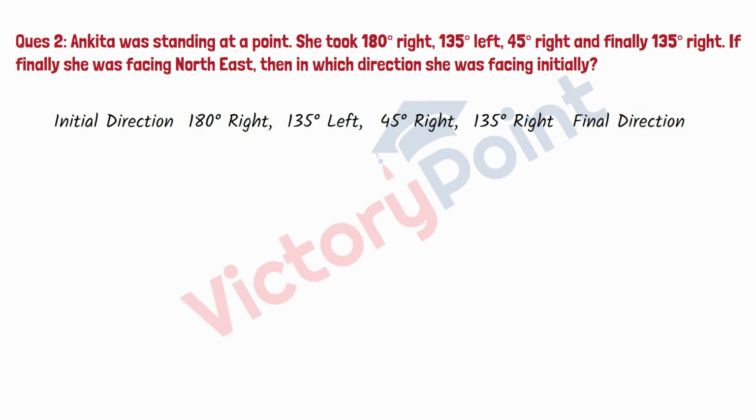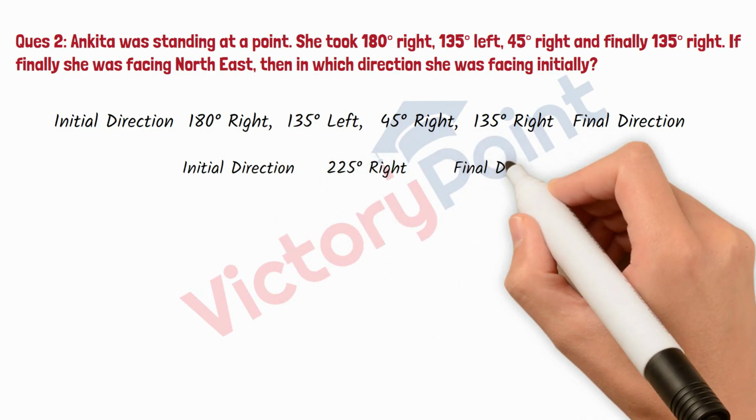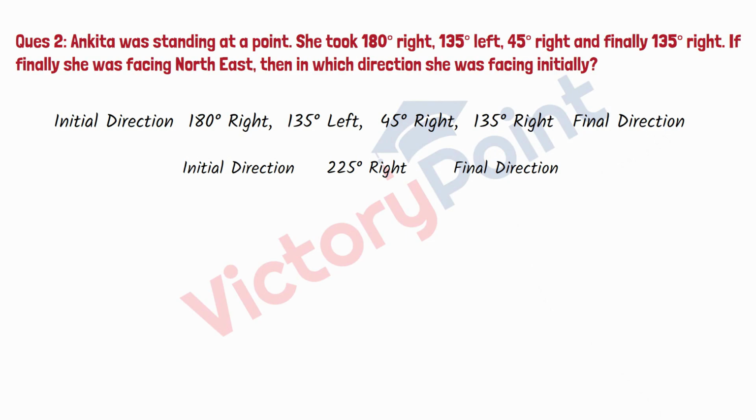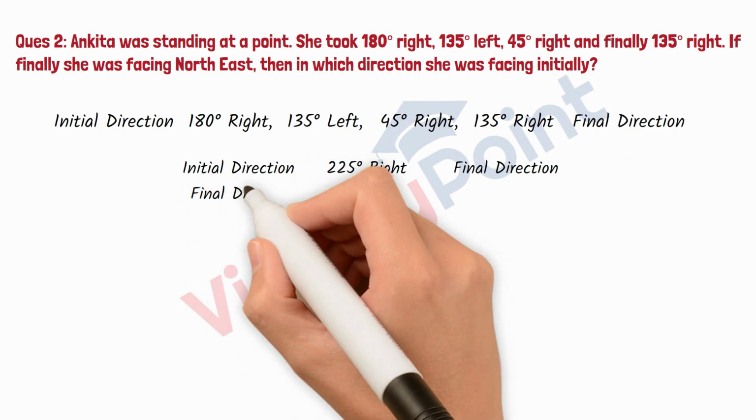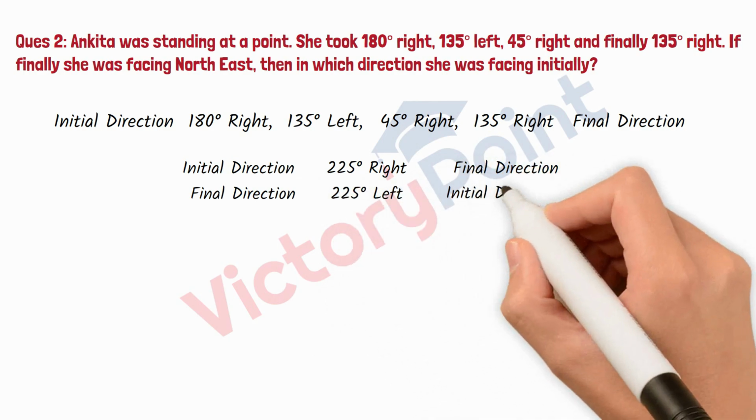135 degree left and 135 degree right cancels. So from initial direction, Ankita has taken 180 degree right plus 45 degree right and reaches the final direction. So from initial direction, if we turn 225 degree right, we reach the final direction. This means from the final direction, if we take a 225 degree left turn, we'll reach the initial direction.